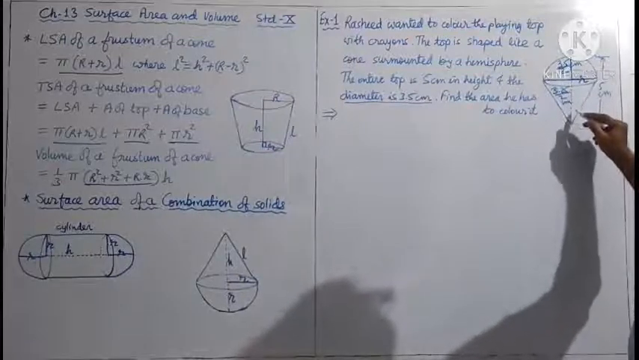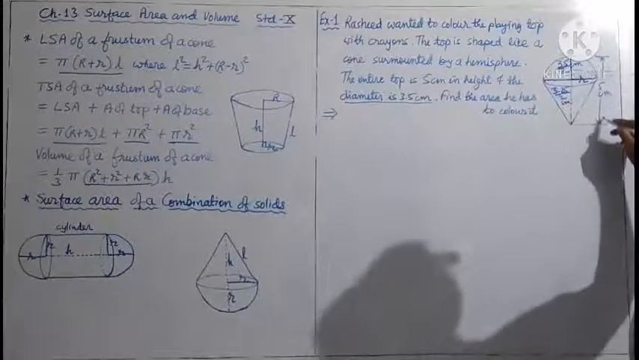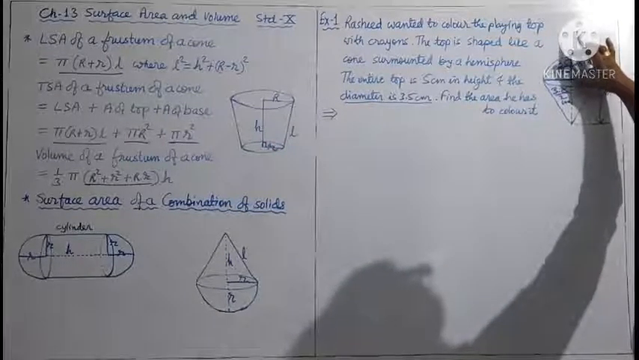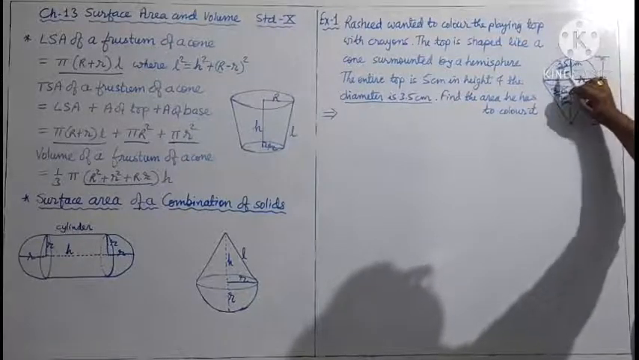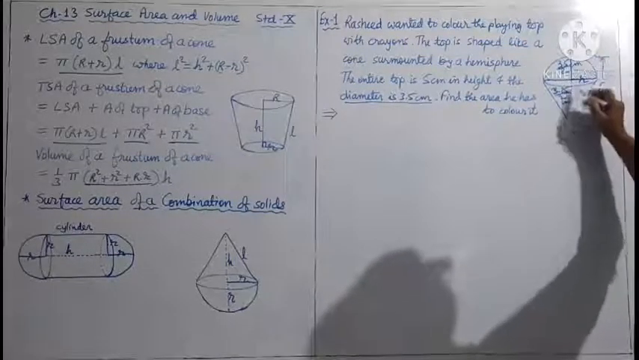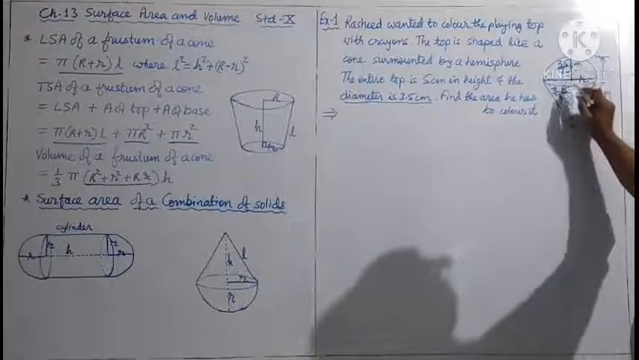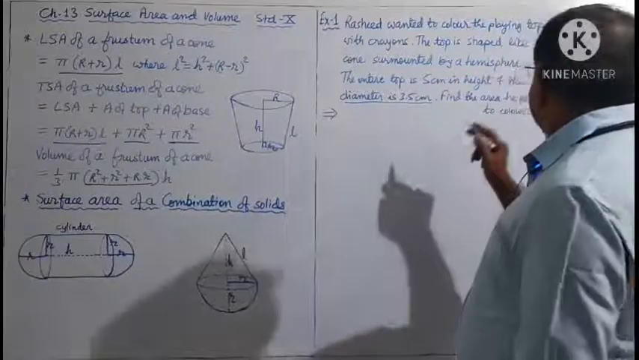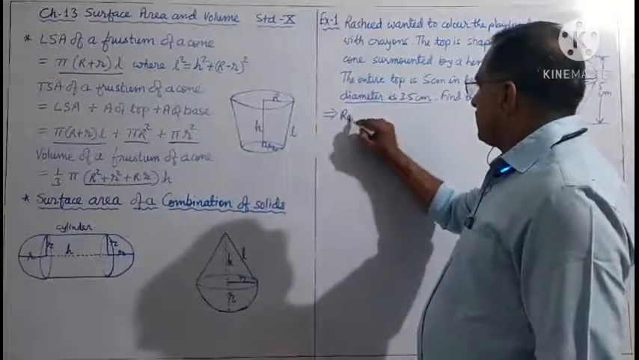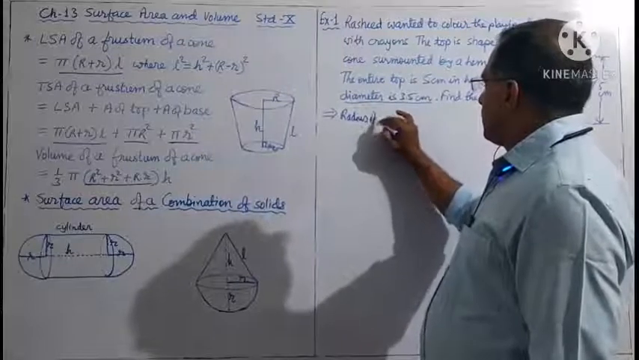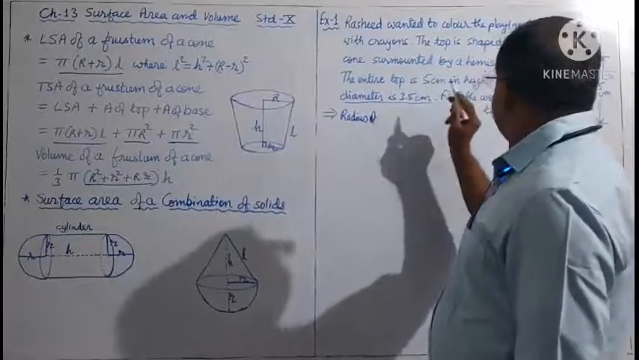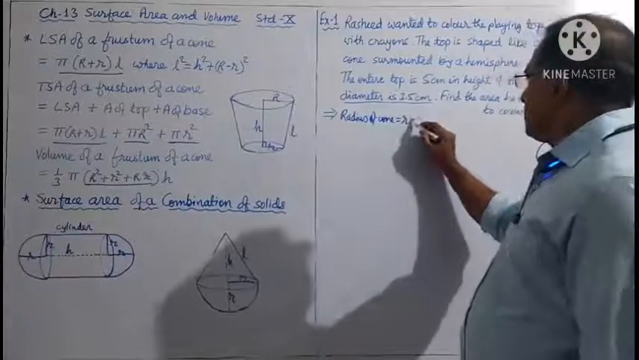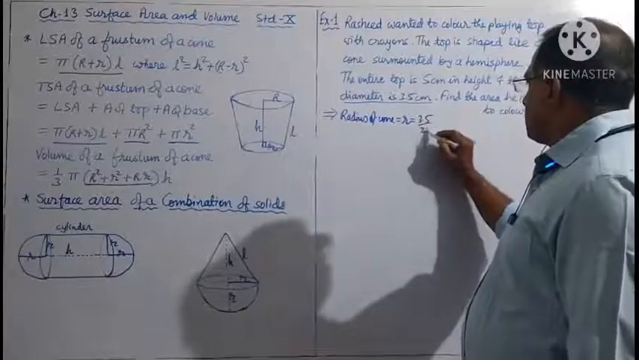So we have to find the height of the cone also, as the total height is 5 centimeter, but this height, that is the radius of the hemisphere, is 3.5 by 2. So what is the height of the cone? That is 5 minus this height, then you will get the height of the cone. So let us start. First of all, here the radius of the cone or hemisphere, both are the same. That is equal to r, and that is equal to 3.5 by 2 centimeter.